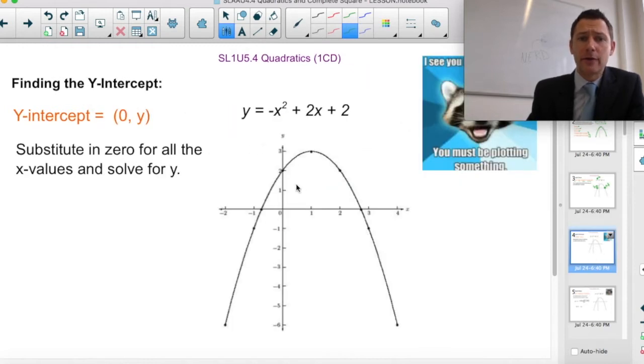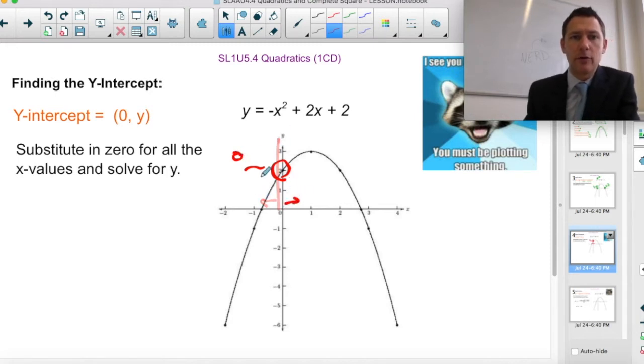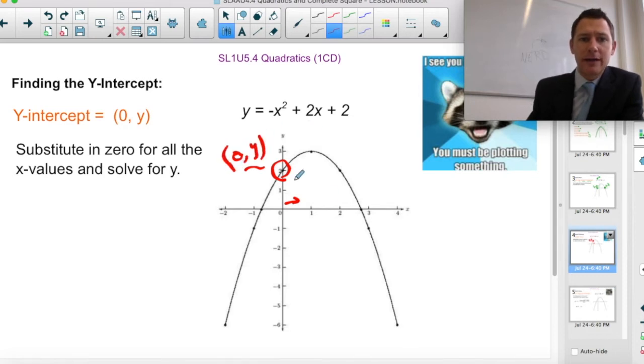To find the y-intercept, this point is the y-intercept. That's 0 for the x, and something for y. I don't know what the y is, but to find this point, we know that the x is 0, so toss in a 0 for that, and a 0 for that.